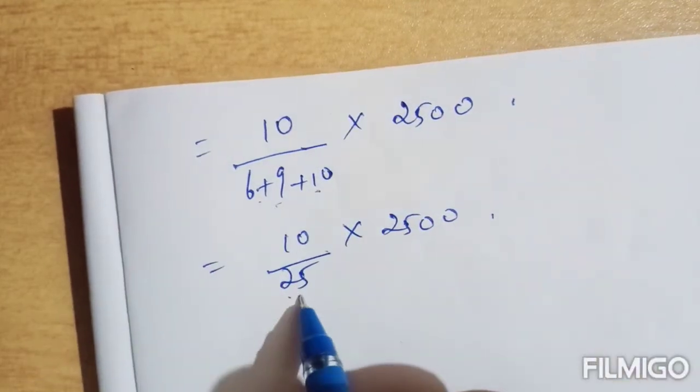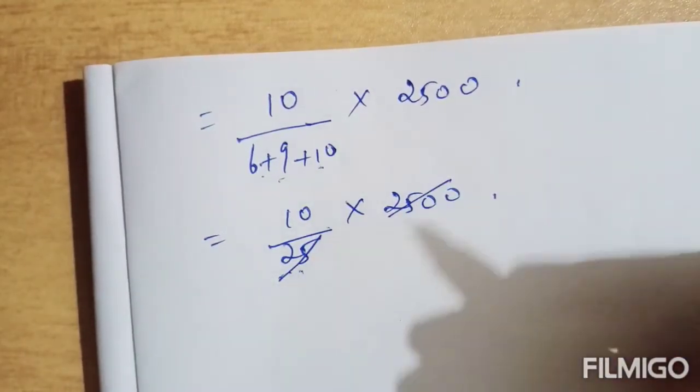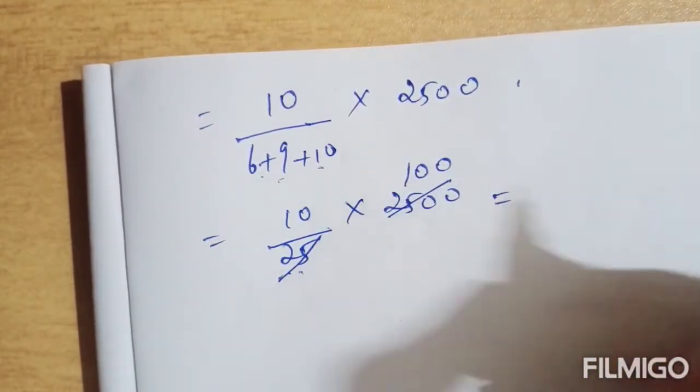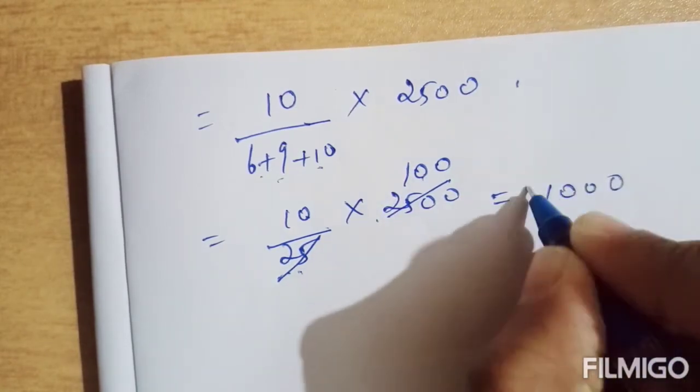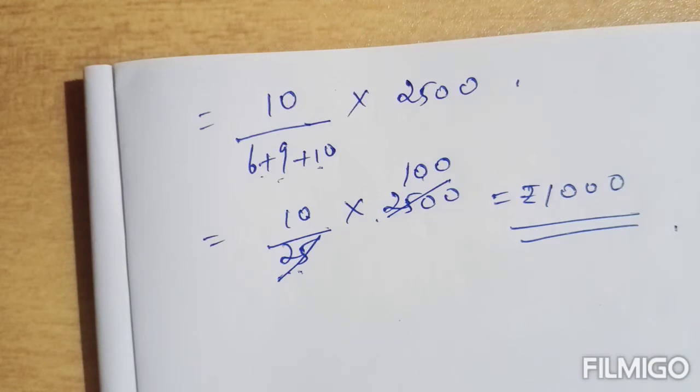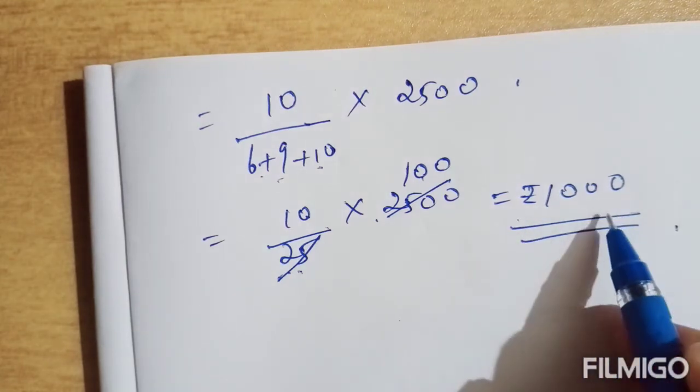On adding this you will get 25. 25 and 2500 it will go in 100. 10 into 100 it is 1000. So the amount that C, that third person gets, is rupees 1000.